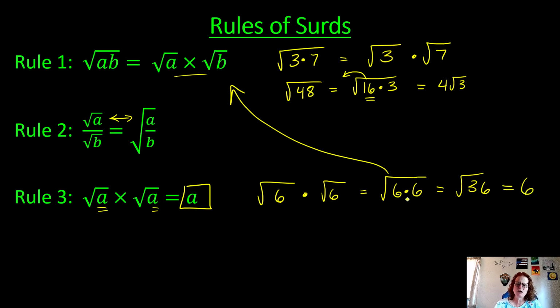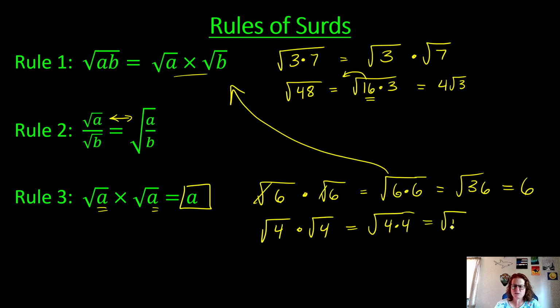So you can look at this a couple of different ways. You can look at it mathematically with the numbers. Sometimes I just refer to it as, well, they're the same, so these cancel out and just leave me with a 6. If I do the square root of 4 times the square root of 4, I get the square root of 4 times 4, which is the square root of 16, which is 4. Okay.